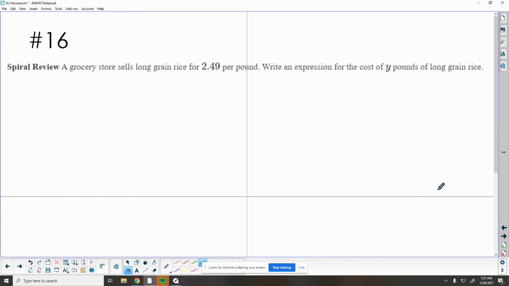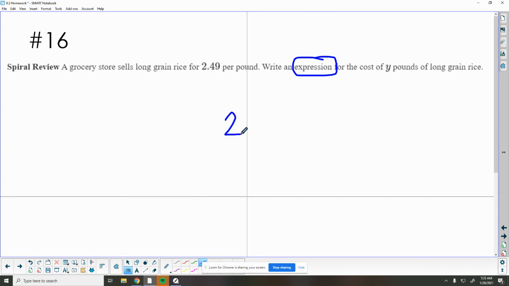Number 16 says that a grocery store sells long grain rice for $2.49 per pound. Write an expression for the cost of Y pounds. Notice it says expression. Every time I buy a pound, it costs $2.49. If I buy 1 pound, $2.49. If I buy 2 pounds, I need to multiply this by 2. If I buy 3 pounds, multiply this by 3.